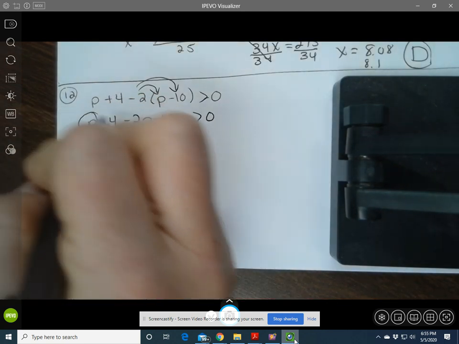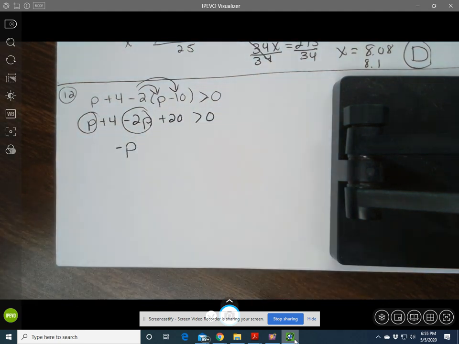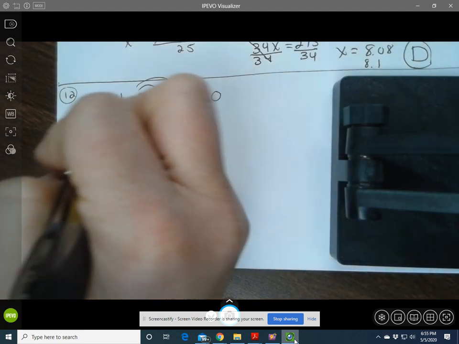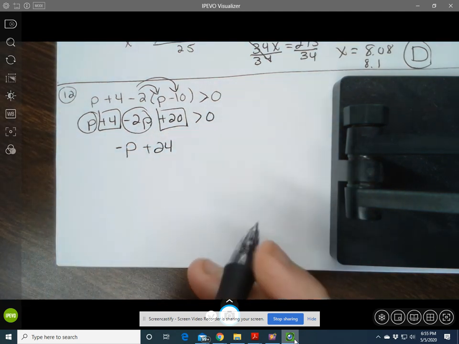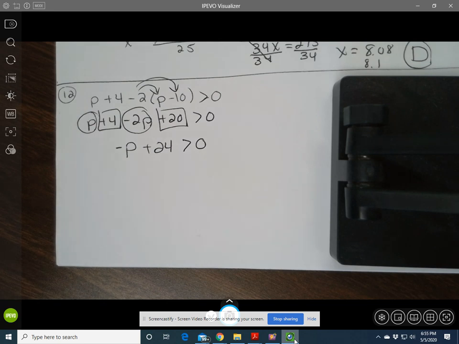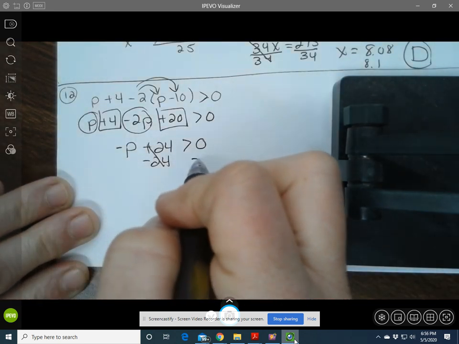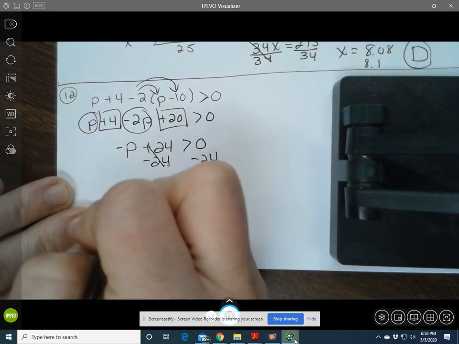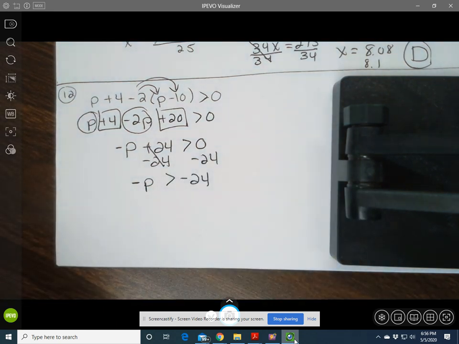You can combine your terms. You have a P and a negative 2P. That's going to leave you with a negative P. And then you have 4 and you have a 20, so that's going to be plus 24. And that's still going to be greater than 0. Now you need to subtract 24 to get rid of that. So subtract 24. That means you have negative P is greater than a negative 24.